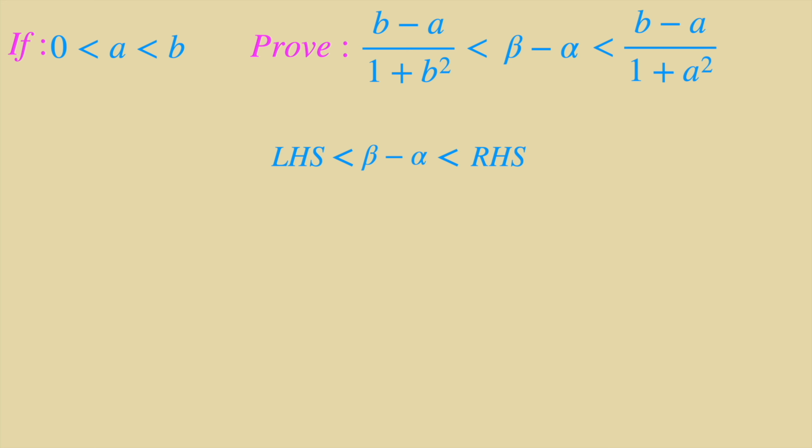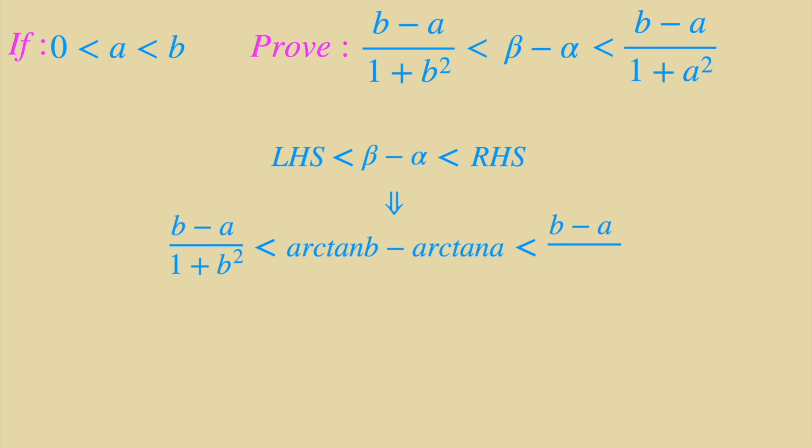Finally, substitute arctangent b and arctangent a. We will have arctangent b minus arctangent a is greater than b minus a over 1 plus b squared and is less than b minus a over 1 plus a squared. And that's the right answer.